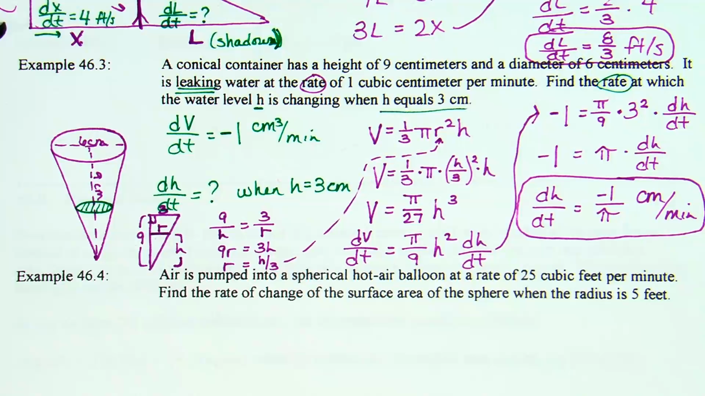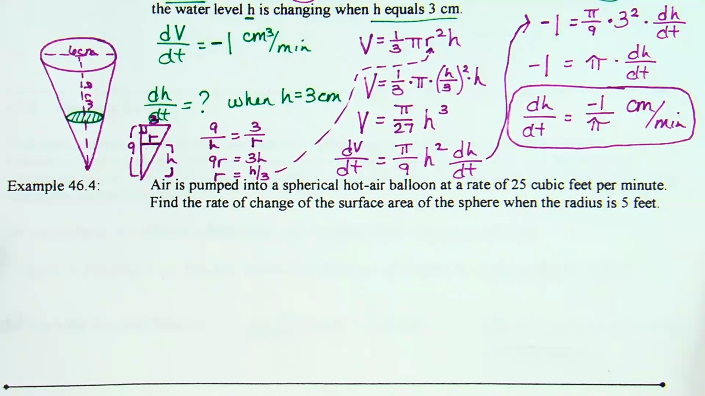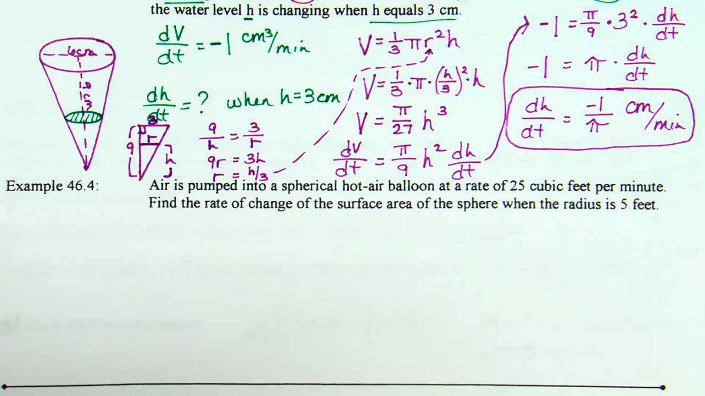Okay, and lastly, example 4. Air is pumped into a spherical hot air balloon at a rate of 25 cubic feet per minute. Find the rate of change of the surface area of the sphere when the radius is 5 feet.